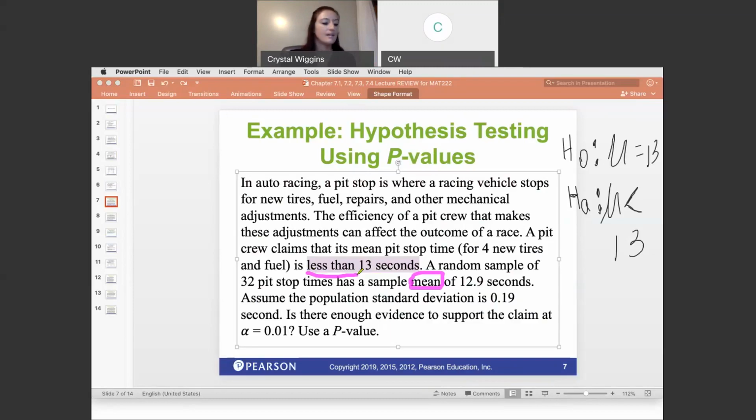Now, my sample size, n, is 32. Okay, so I know I need to know my sample size. The sample mean, x bar, came out to be 12.9.